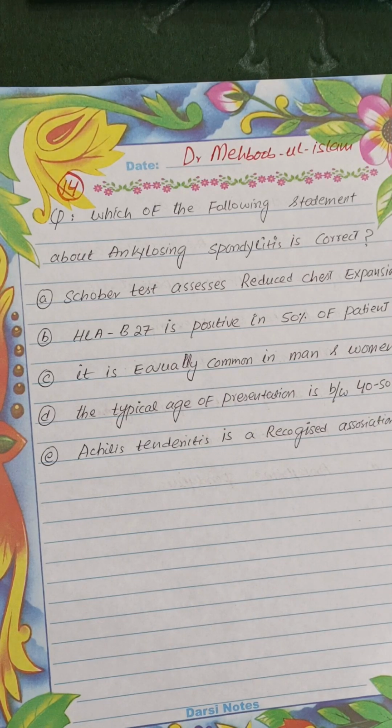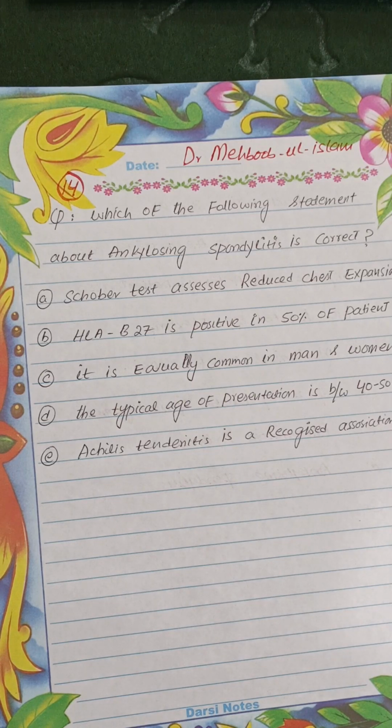Option C: it is equally common in men and women. We know that it is 3 times more common in men than in women. So this is also an incorrect option. Option D: the typical age of presentation is between 40 to 50 years of age. And we know that the typical age of presentation is 20 to 30 years of age, meaning younger age. So this is also an incorrect option.